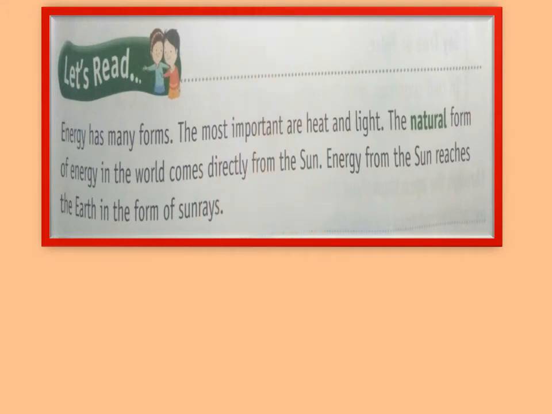Energy has many forms, which means we can produce energy from coal, from petroleum or natural gas, or hydel energy, many forms. The most important are heat and light. The natural form of energy in the world comes directly from the sun. So the main source of energy, we can say, is the sun. The natural form of energy, clean energy, comes directly from the sun.